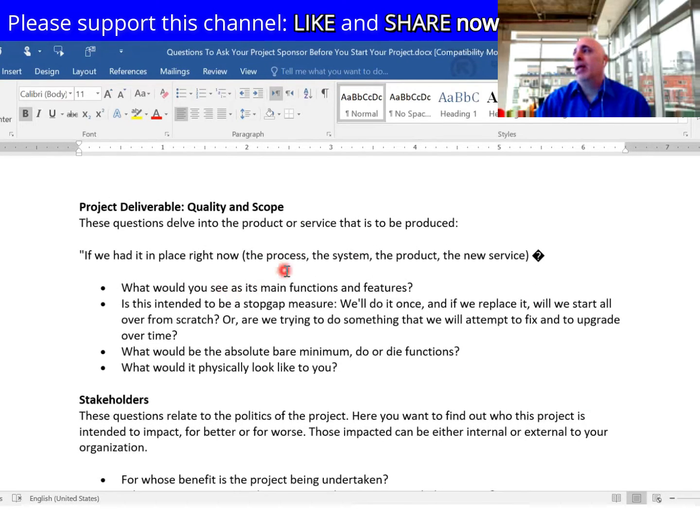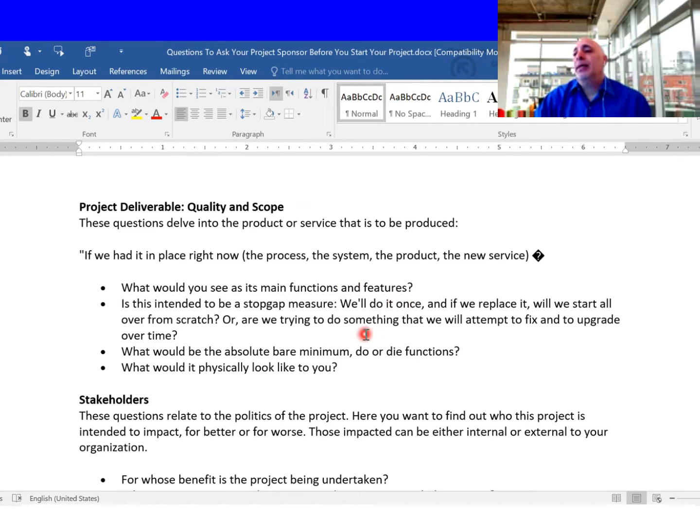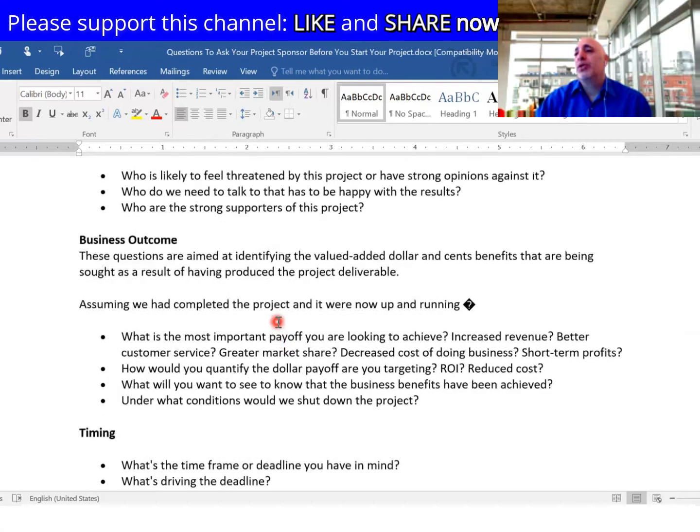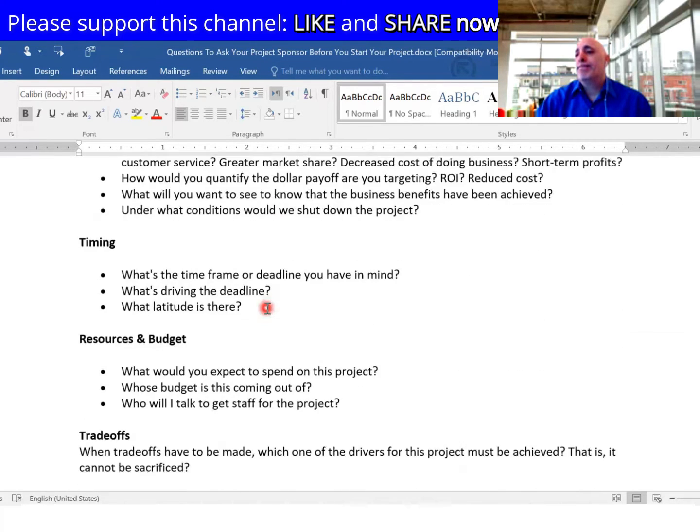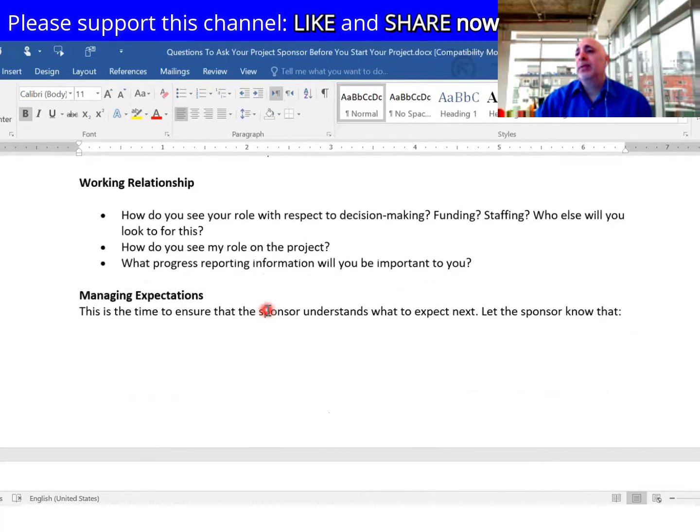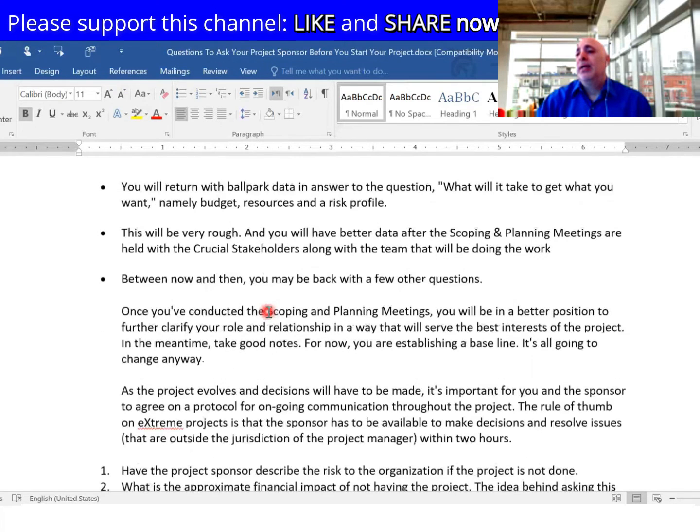If we had it in place right now, what are the key features or functions? Sometimes that's the best question you can ask because they are looking for some functionality in that system that they don't have. Later on, you'll see in the scope, I'll show you here: timing, trade-off, working relation, managing expectations.